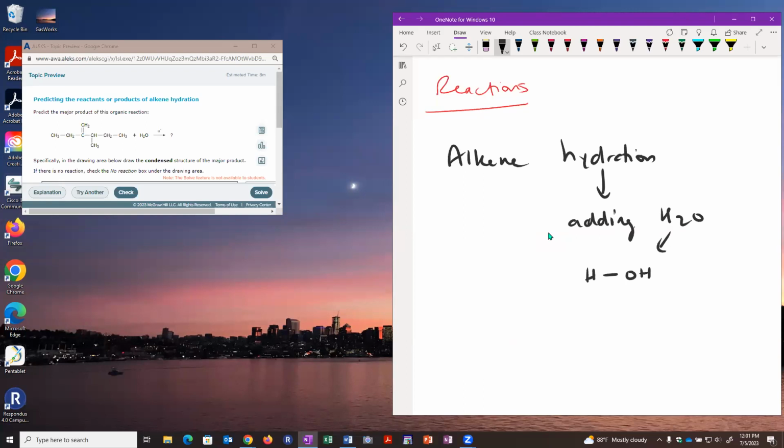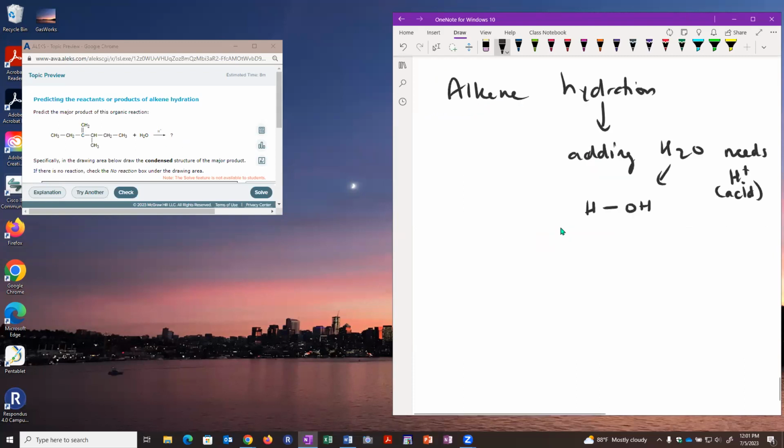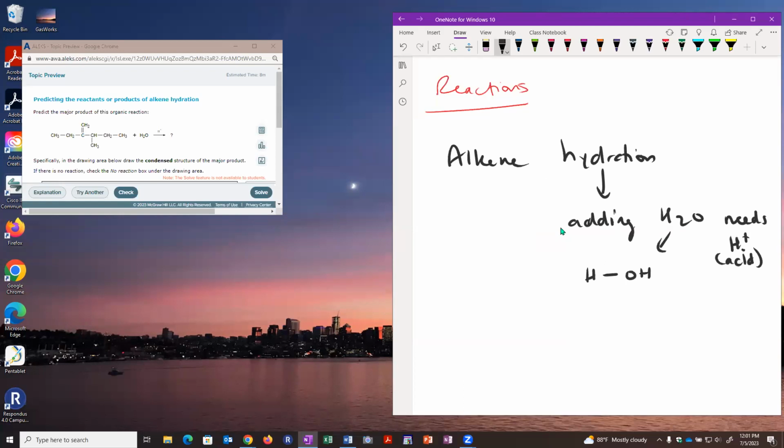And typically this reaction needs a catalyst, something to speed it up. And it's an acid catalyst, usually written with H+. So if you look at our example here, we have H2O, and then the H+ over the arrow means that is our acid catalyst. So when we hydrate an alkene, we're going to be adding H and OH specifically to the carbons that make up the double bond.